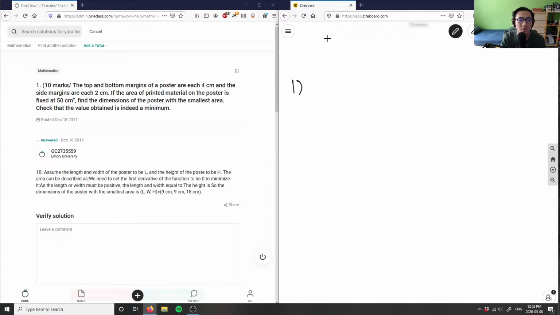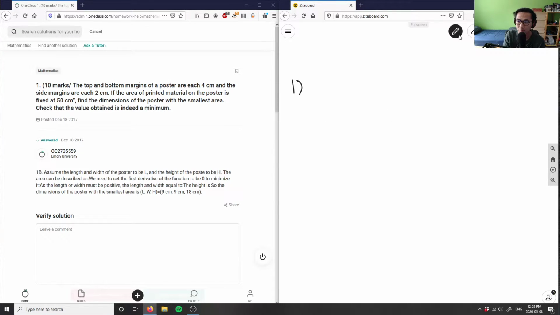It says, for 10 marks, the top and bottom margins of a poster are each 10 centimeters and the side margins are 2 centimeters. If the area of the printed material on the poster is fixed at 50 centimeters squared, find the dimensions of the poster with the smallest area. We're also going to check that the value obtained is indeed a minimum. So let me do this question for us.